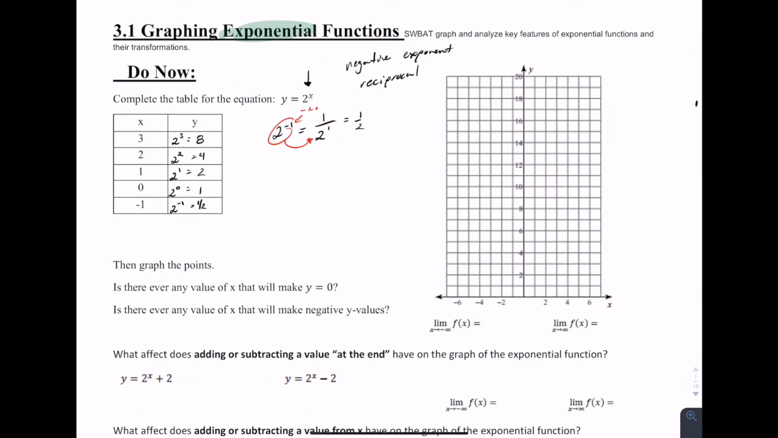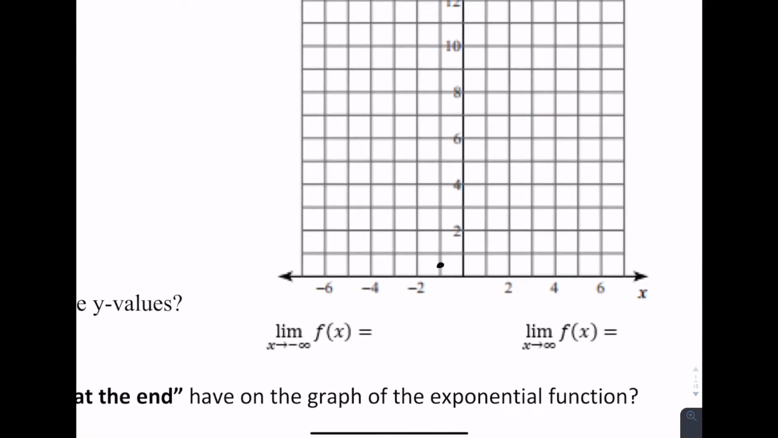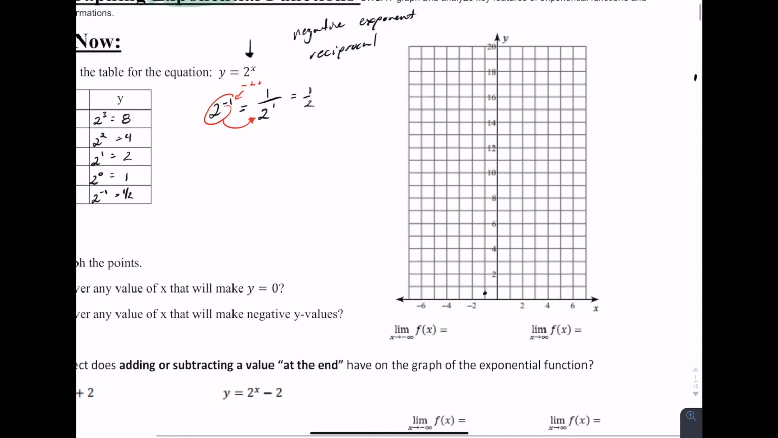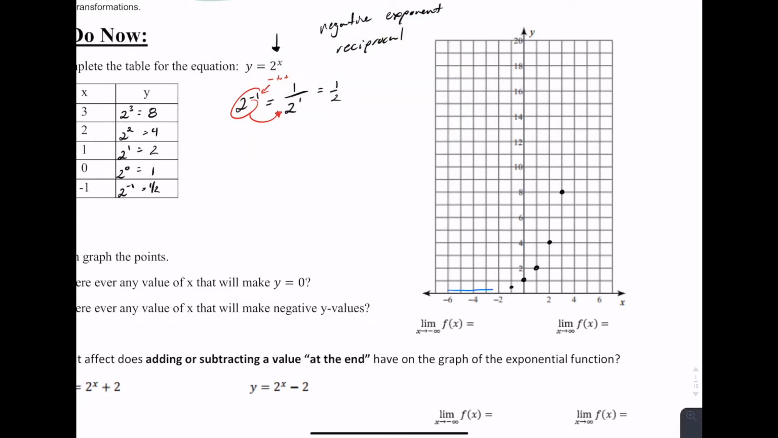So if we plot these points, at negative 1 we had a half, so we're about right here. At 0 we're at 1. At 1 we're at 2. At 2 we're at 4. And at 3 we're at 8. So as you can see, and I'll graph it in blue, this graph would do something like this, and then it will go up really quickly. This is what's called a growth function.